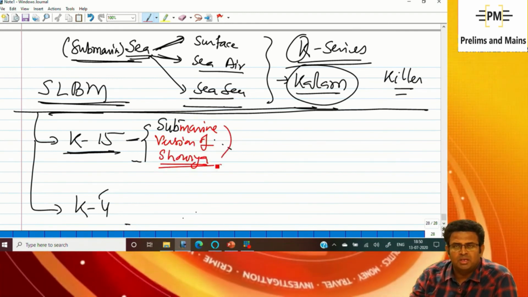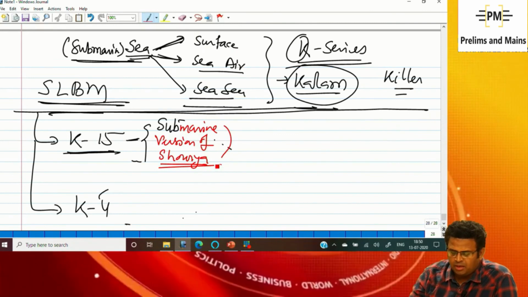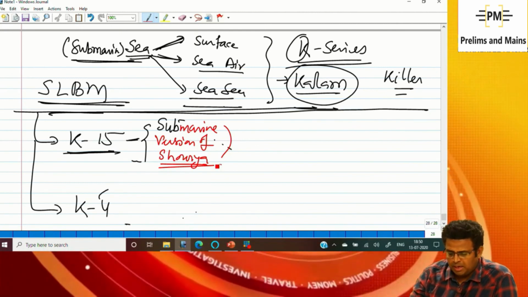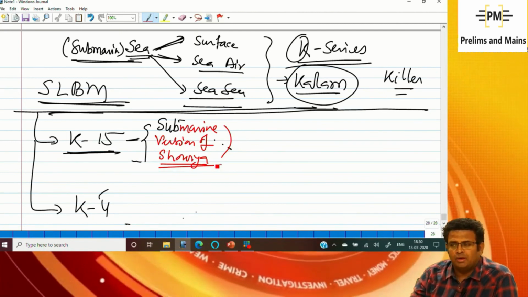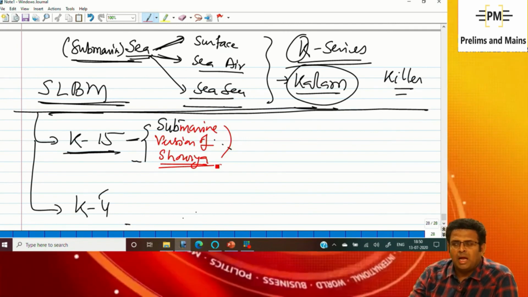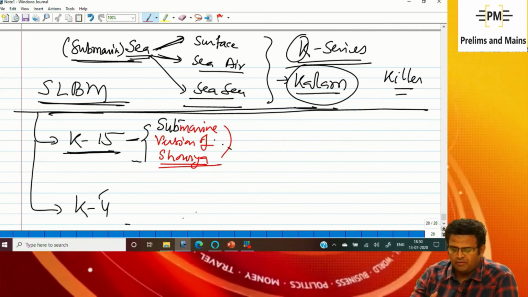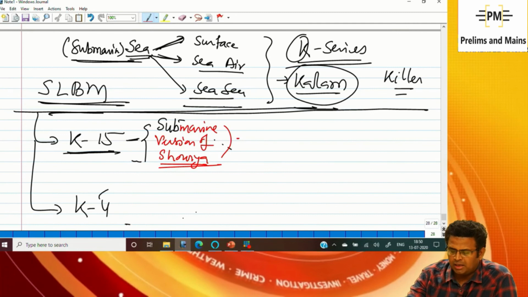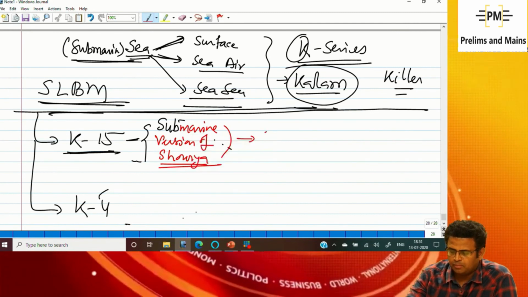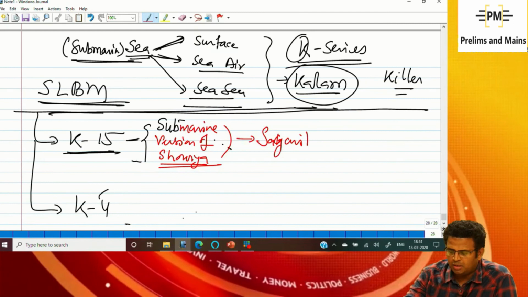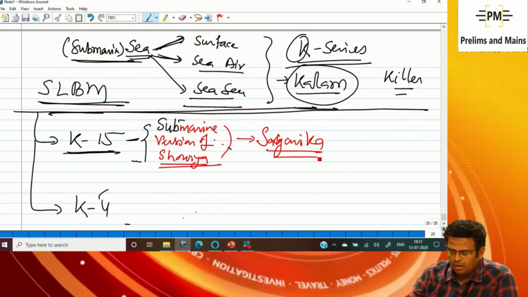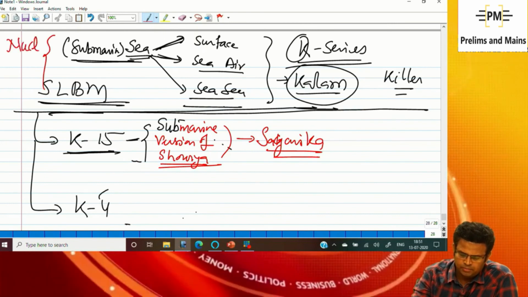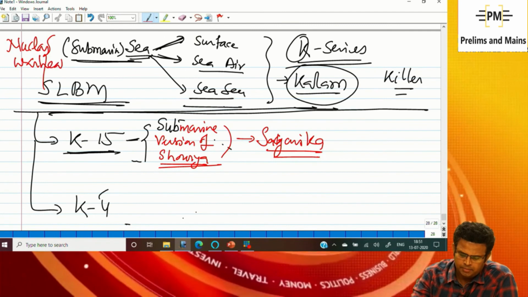This K15 is a Saurya. Saurya, you know, is 700 to 1900 kilometer, and it is Mach 7.5. That much we know, and it has also been said that K15 is the submarine version of Saurya. It is also known as Sagarika.